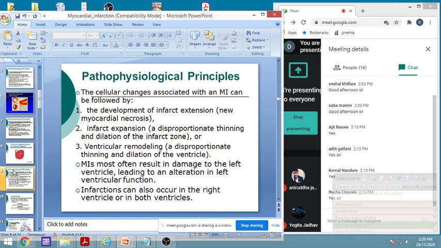Then ventricular remodeling takes place after that, that is disproportionate thinning and dilatation of the ventricle. This is usually the reason behind heart failure. If you go back earlier, we have studied that because of the injury there is a repair mechanism, and during repair, instead of normal heart muscle cells, fibrous tissue is there, and that can cause an increase in size, but it does not actually have the functional aspects. So the functional aspects are important.